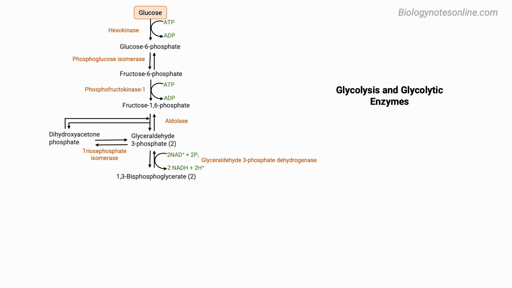1,3-bisphosphoglycerate then transfers its phosphate group to ADP to form ATP. This reaction is catalyzed by the enzyme phosphoglycerate kinase. This is the first step in glycolysis where ATP is produced.